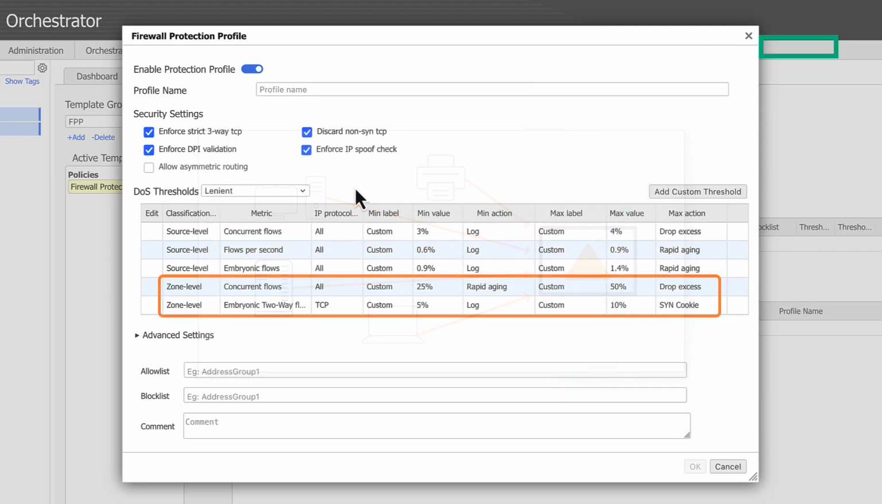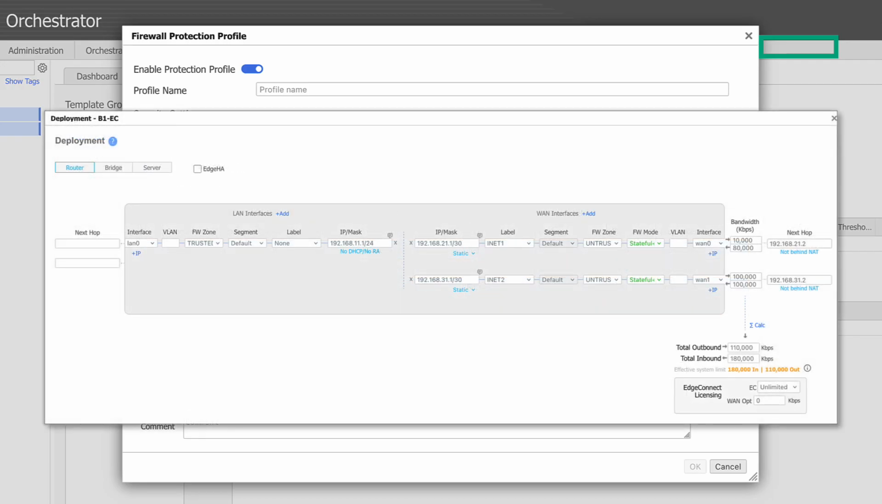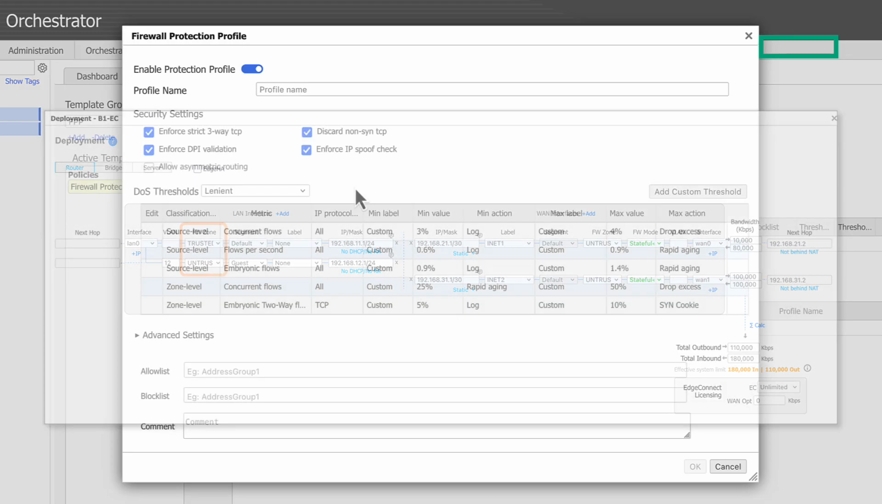If the concurrent flows reaches 25% of appliance capacity, rapid aging begins, and once 50% is reached, excess flows are dropped. If you have a single zone on the LAN side, you'll need a custom threshold to raise the max value for zone-level concurrent flows to prevent reaching an artificial flow limit for the appliance or site. If you have more than one LAN side zone, ensure you have considered the maximum expected flows per zone, and that your zone-level concurrent flows would accommodate them.